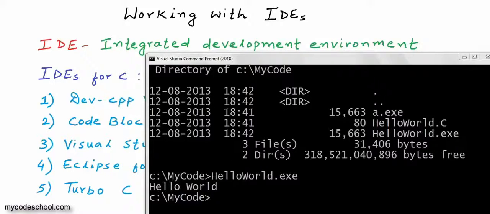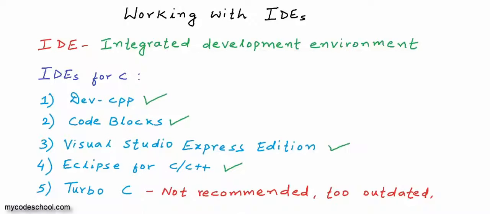Please note that I am on a Windows machine. Things will be pretty similar on a Linux machine. You would not have a file with extension exe. You would have a file with extension out. So you can create something like hello world.out. Now we will see how we can compile and execute our program in some of these IDEs.